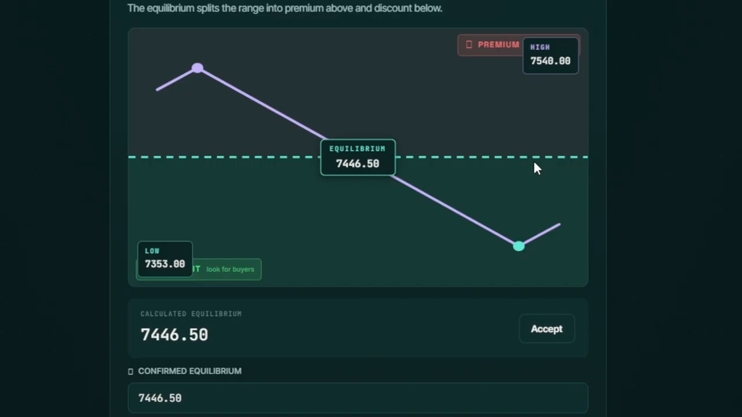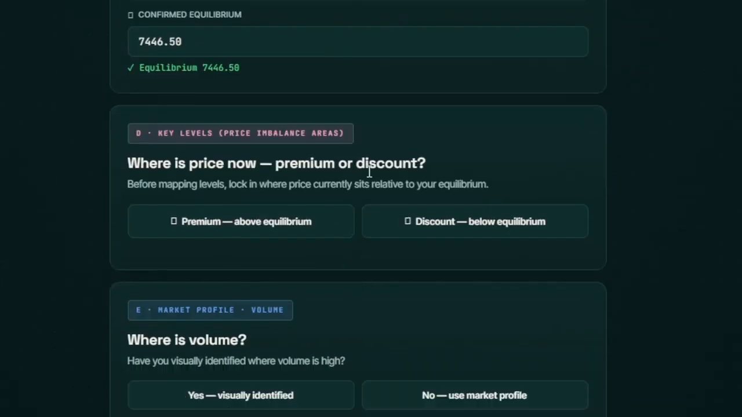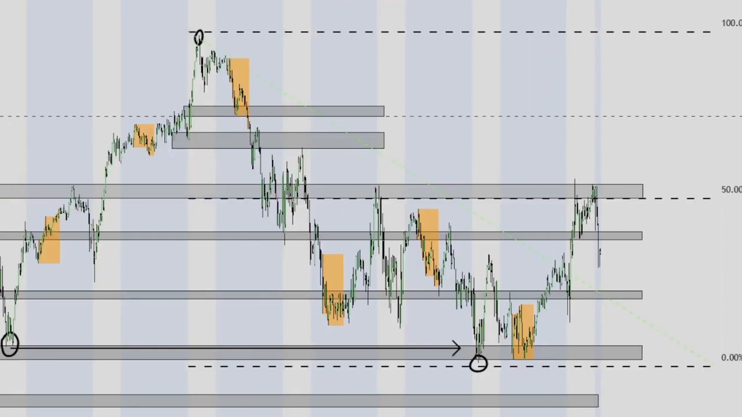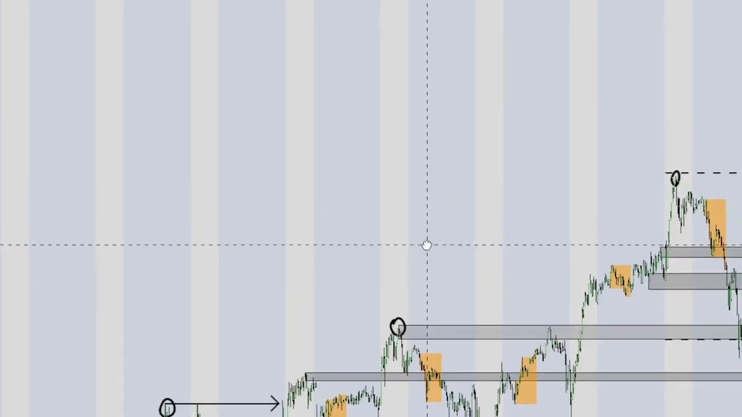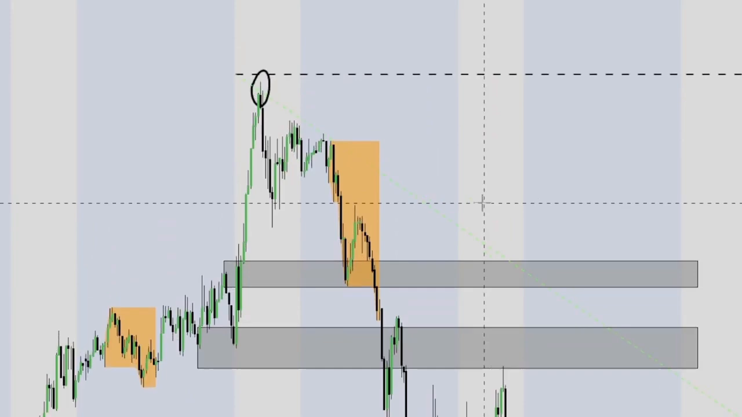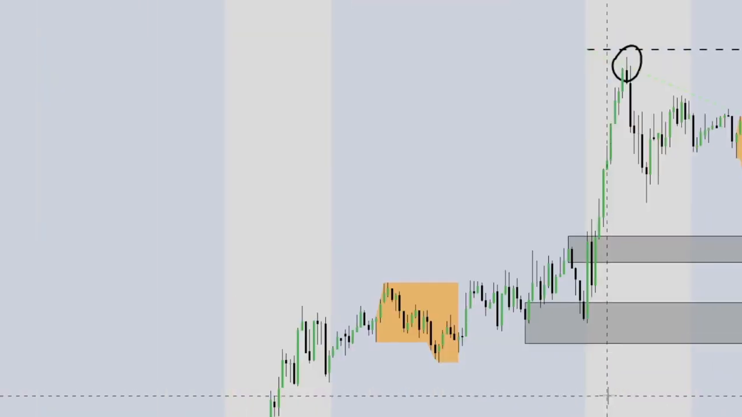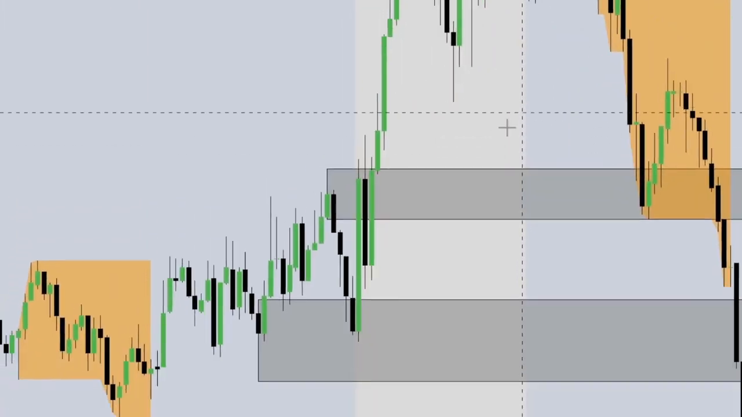Now this diagram is very important because you need to know where the high and low is, the equilibrium, right? You need to know whether you're in premium or discount. This is very important for the next step, because the next step is your key levels. But before the market prompts you to find your key levels, these are price imbalance areas, otherwise known as fair value gaps. In other words, what I've done essentially here is I have chosen relevant fair value gaps in premium and discount. Right? So now we're in premium.